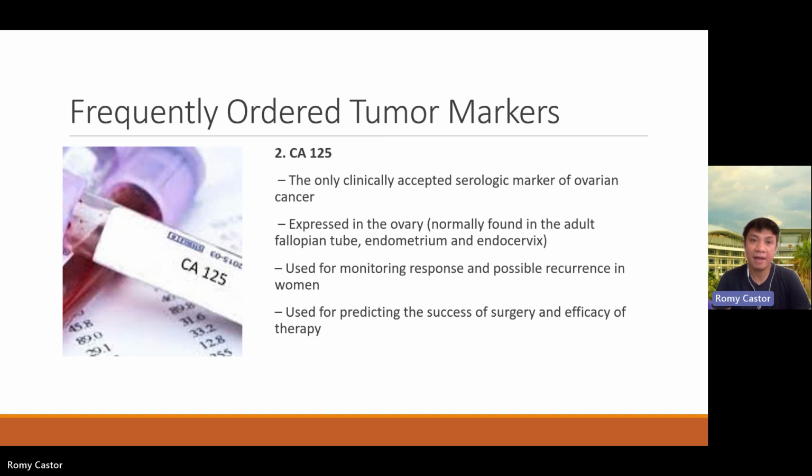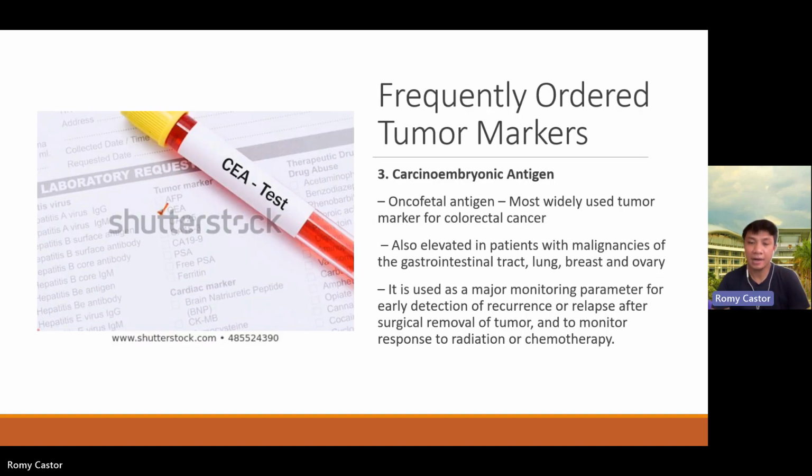Okay, CA125 is our marker here primarily for ovarian cancer, involving also here the fallopian tube, endometrium, and we have also the endocervix. Okay, carcinoembryonic antigen here is for colon cancer. But it can also be used for pancreatic cancer.